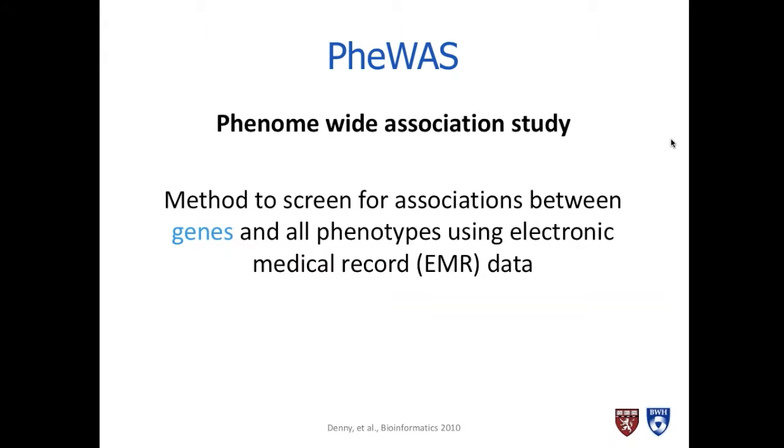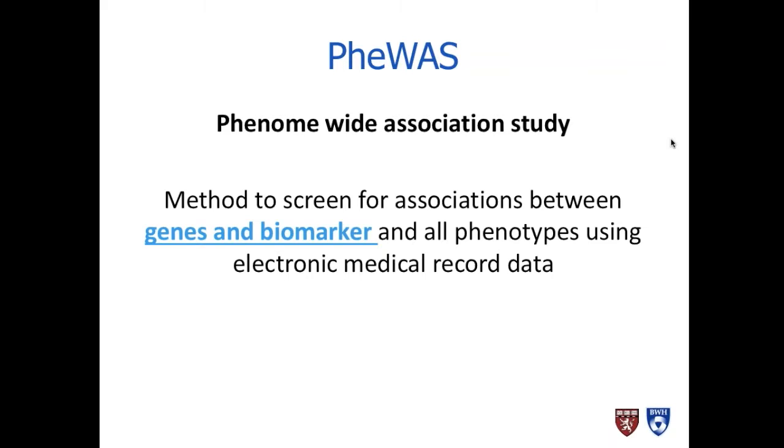I'm going to guess that many of you have probably heard of this method, given that you're at the tranSMART conference. So, just briefly, PWAS is a phenome-wide association. It's a method to screen for associations between, initially, genes and all phenotypes using electronic medical record data. This concept has been around since maybe about 2005, but I would say that the group at Vanderbilt, Josh Denny, Dan Macy's, and the bioinformatics group really made this possible. And what we've done in our group, because we have done a PWAS with genetic data, is we have been interested in retooling the PWAS for biomarkers. And that's the example I'm going to give you today. We're going to do a PWAS using biomarkers instead of genes.